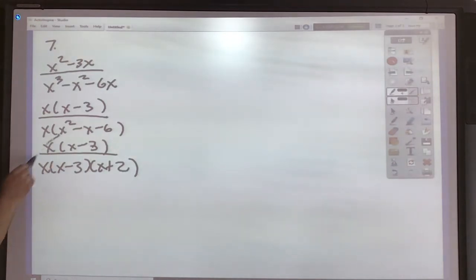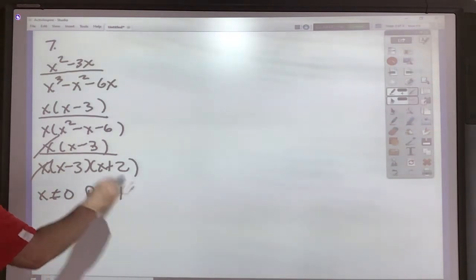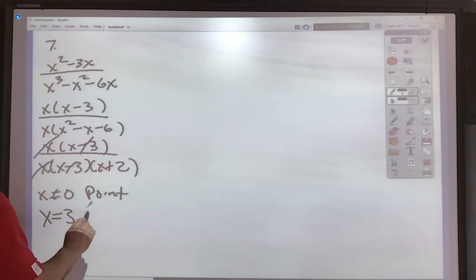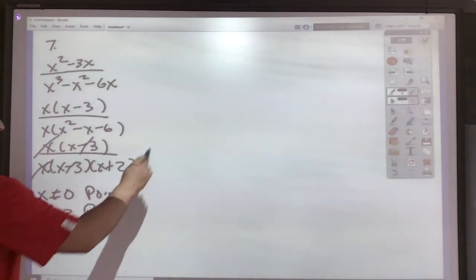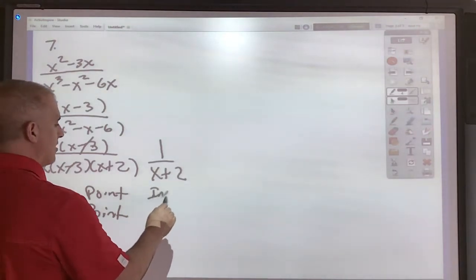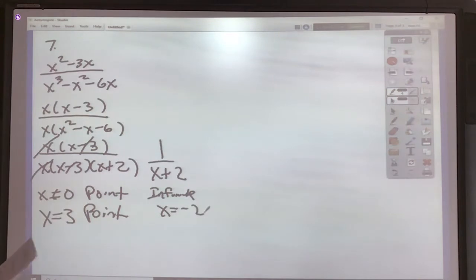Now, at this, I cross that off, x can't be 0, that's gonna be a point discontinuity. Cross this off, that's gonna be x can't be 3, that's also a point discontinuity. And what I'm left with is this, okay? Well, that's gonna be an infinite discontinuity at x equals negative 2, okay? So that's how you describe those, all right?